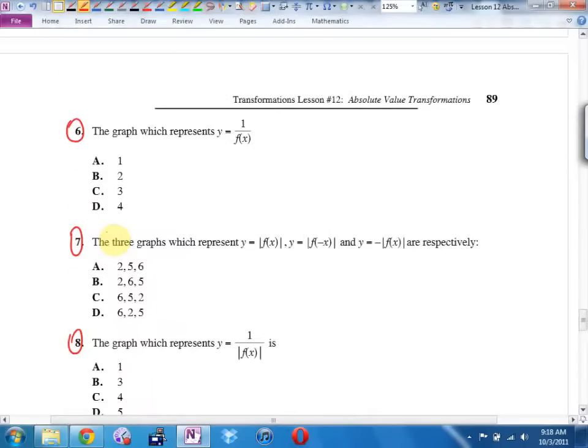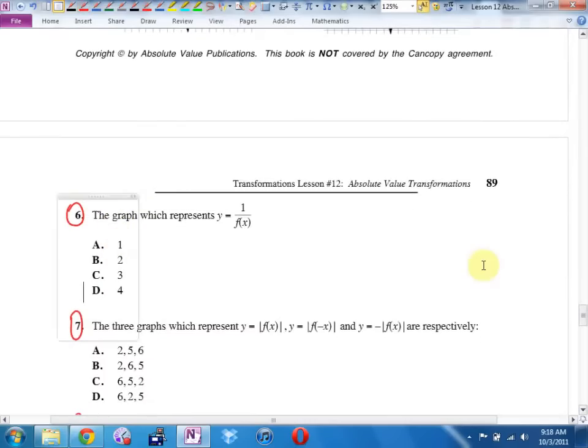Technically, that's the unit. I need to dot some I's and cross some T's next class. But that's it. Unit 1, transformations.